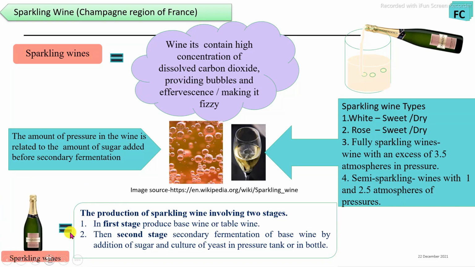The production process of sparkling wine involves two main stages. First is the production of the base wine, also called table wine. That means the grapes are simply converted into basic wine, and after that this base wine is added with sugar and yeast, and the secondary fermentation is carried out. The production of sparkling wine involves two methods.